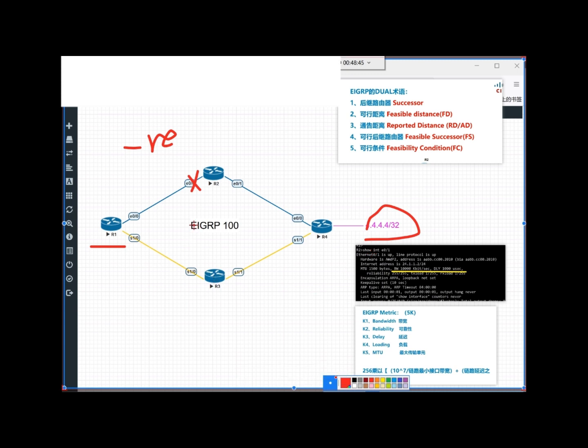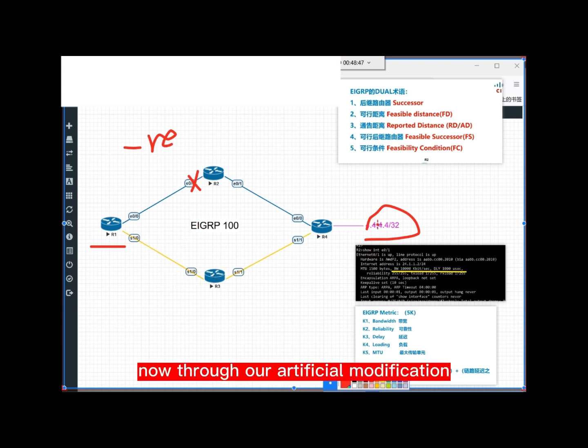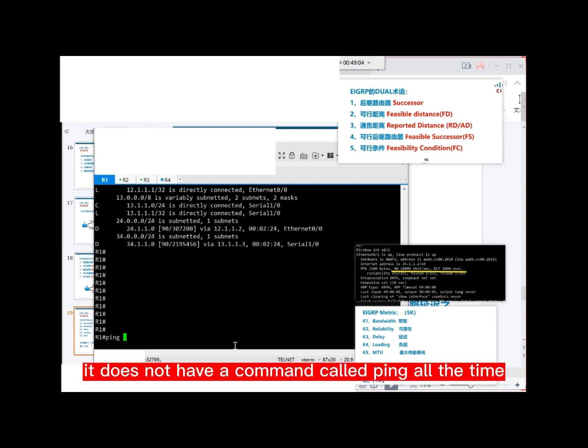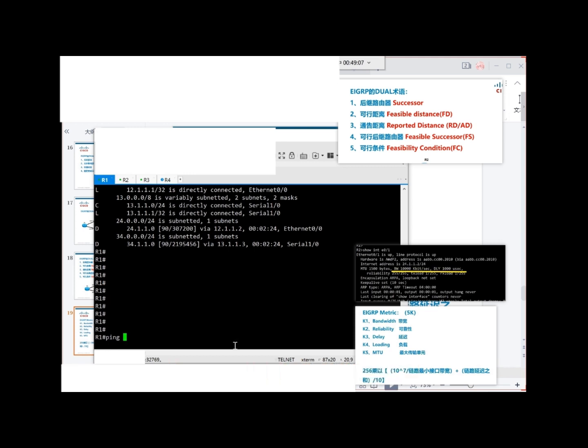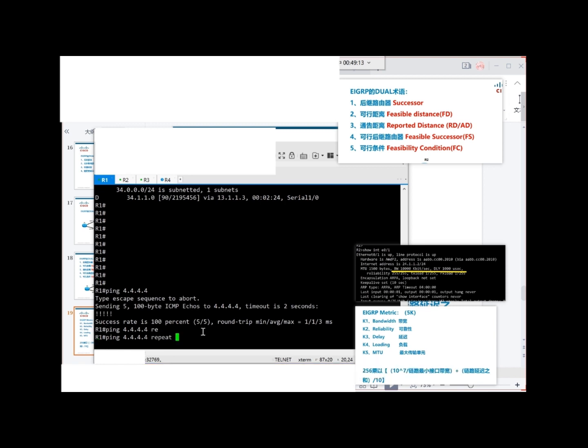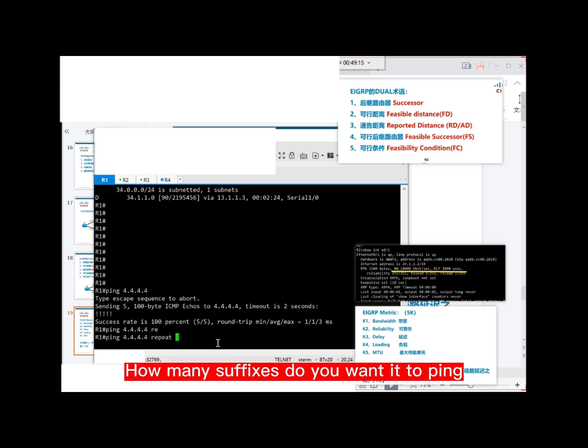That is to say, now through our artificial modification, the route below has become an alternate path, because we already have it in the topology table. Let's ping it first. I teach you a command. For Cisco, there is no command called just ping all the time. It must be suffixed with repeat. For example, I'm going to ping 4.4.4.4 now. It works. Then we will add a suffix for how many times you want it to ping. Suppose we ping 10,000 times.